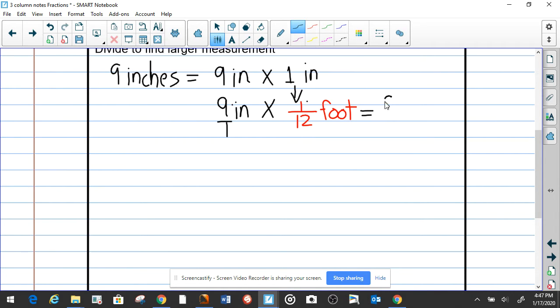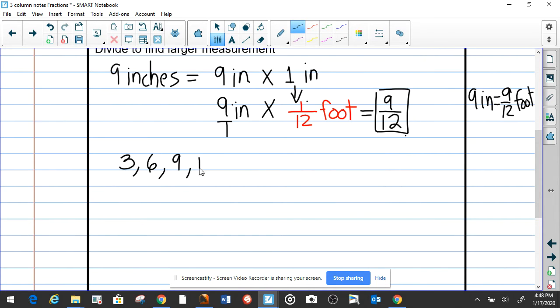9 times 1 equals 9, and 1 times 12 equals 12. So as you can see, our answer here is 9 inches equals 9/12 of a foot. But we have to remember as well that both numbers are multiples of 3: 3, 6, 9, 12. That these two numbers are multiples of 12, which implies that we can write this number in lowest terms. And we do that by dividing it by 3.